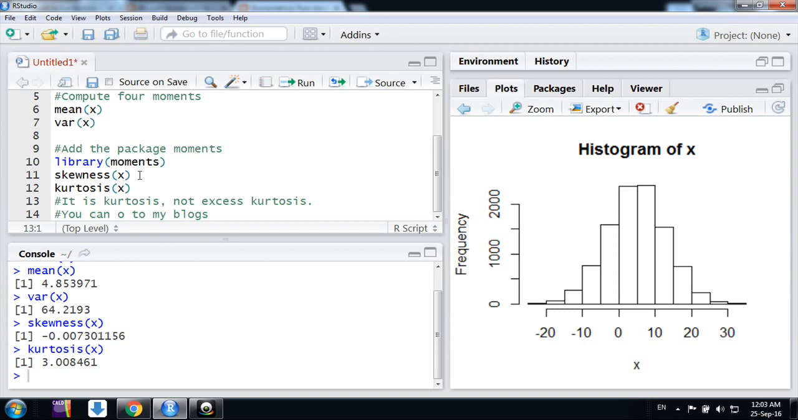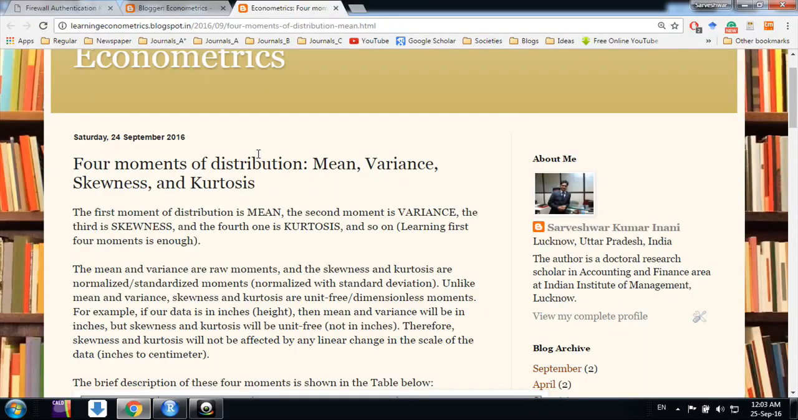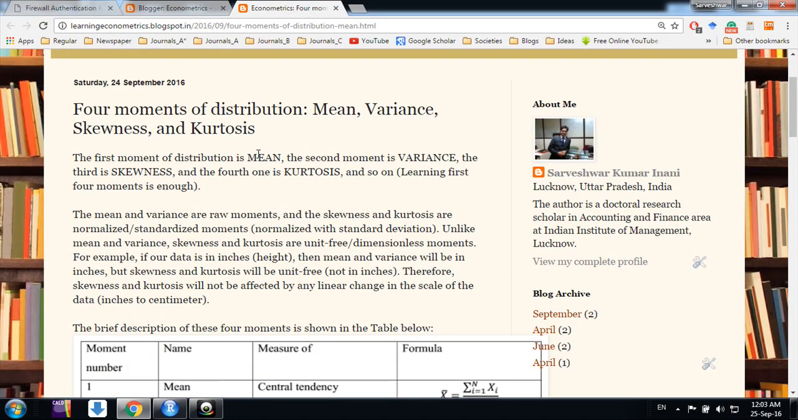So it is kurtosis, not excess kurtosis. Excess kurtosis means the kurtosis minus 3. 3 is the norm. 3 is the kurtosis for a normal distribution. So, friends, these are the four moments. I have made a blog for that purpose, and I have written about what these moments are and how we infer from them. You can go and just visit it.